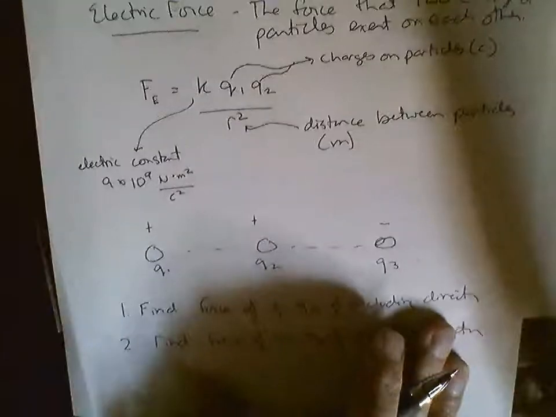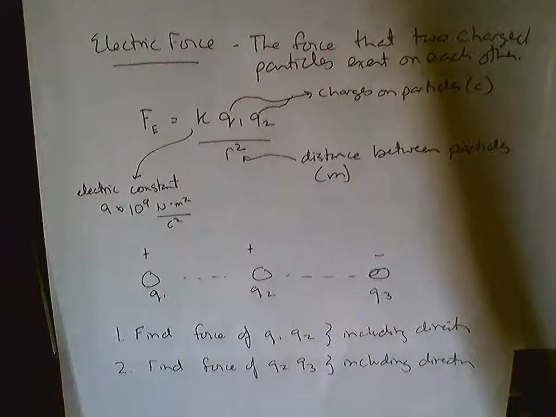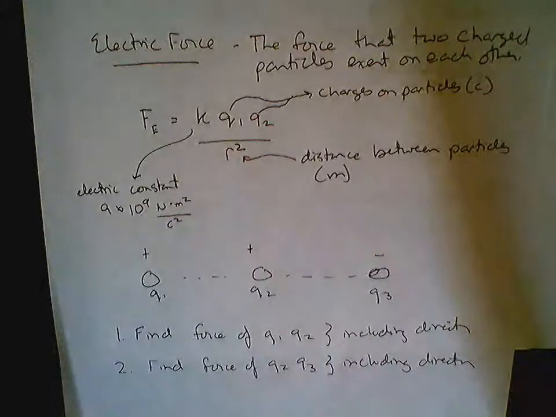Okay, here we go. This formula is probably going to look familiar. What we're looking at is electric force. So this is the force that two charged particles exert on each other. So let's say we had an electron and a proton. What type of force would they exert on each other?